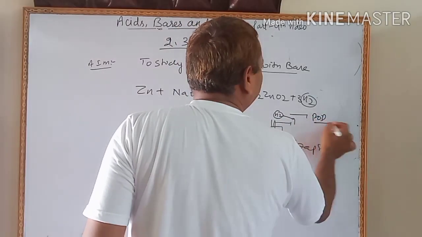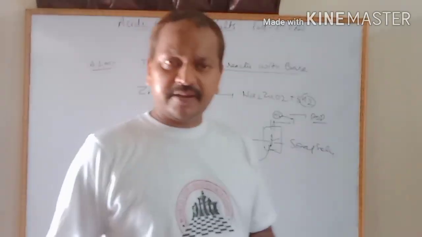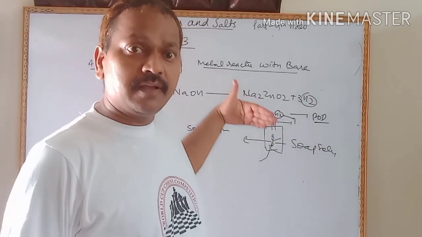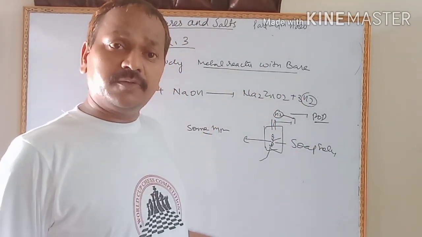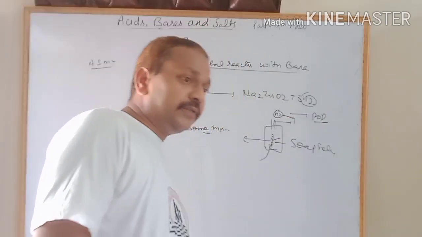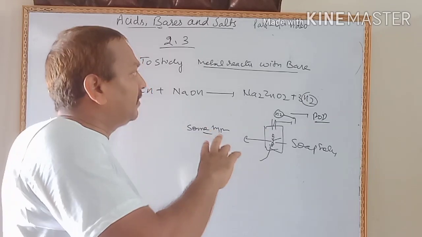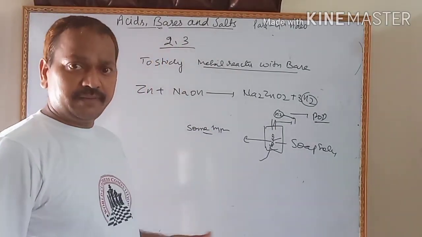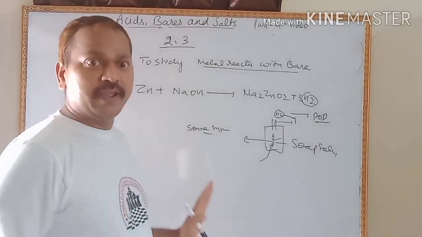So many questions may be generated like this. Which type of gas? How do you detect it is hydrogen? Through this test we can detect hydrogen. Clear? So this is all about the conclusion point. They are very important. So children, that was activity 2.3. At this level the information is okay.